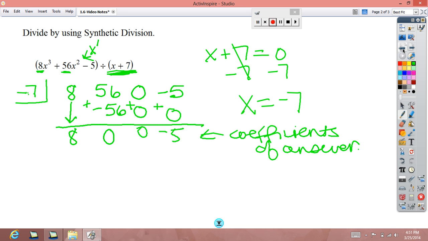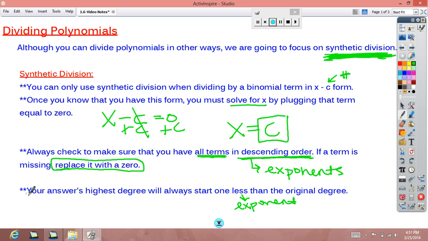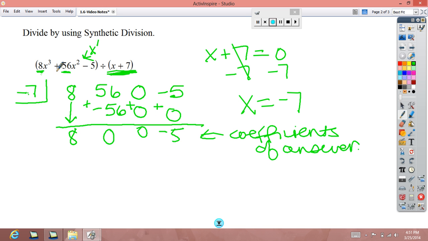I want to go back and look quickly here. Your answer's highest degree will always start one less than the original. Okay? So I know where to start at least. My original had an x cubed, so my answer is going to start with x squared because it's one less than the 3. And my coefficient of that here is an 8. Okay? So this is the 8x squared term. That means this is the x term, this is the no x term. So what's this? This, if you remember from division problems, is the remainder.